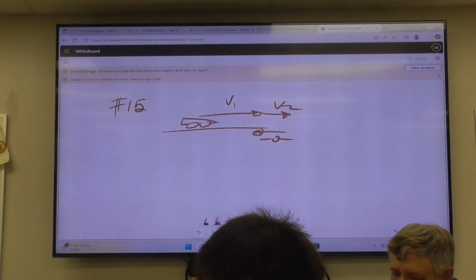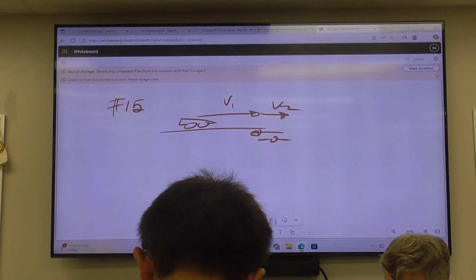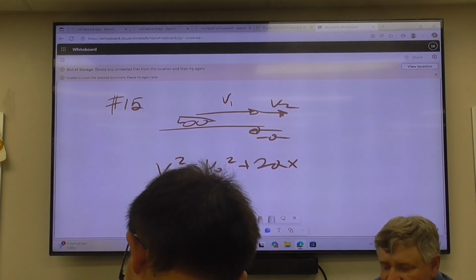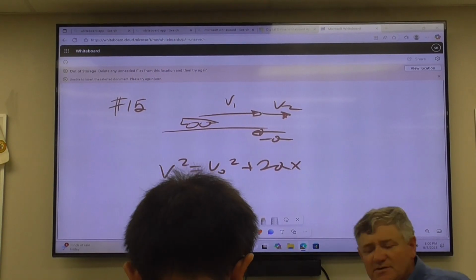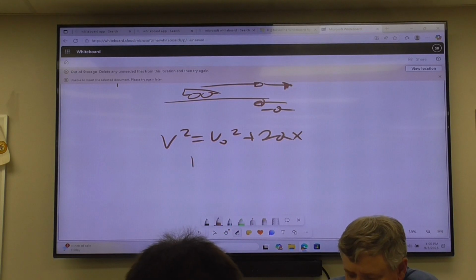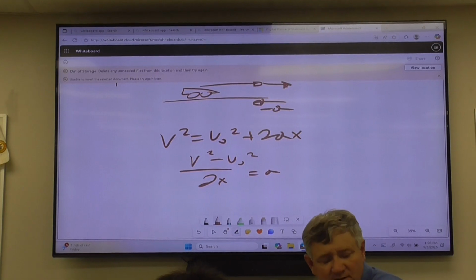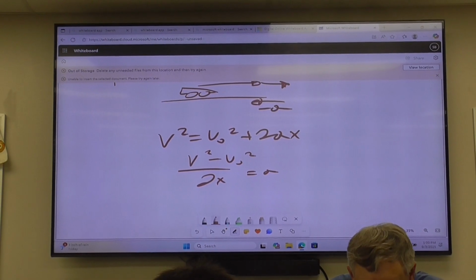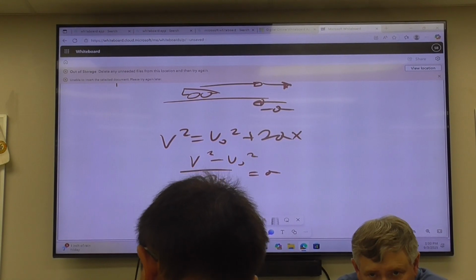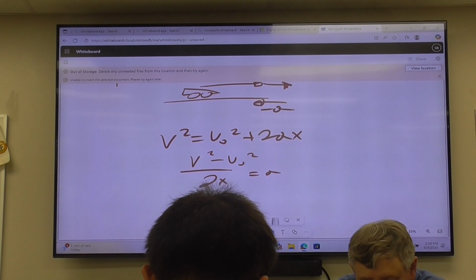So on number 15, what are you missing as a variable in number 15? Time. Which leads you to that equation. So I'm going to show you two ways you can figure this out. First thing you want to figure out is the acceleration. So if you solve this for acceleration, you get v squared minus v naught squared over 2x equals a. So that acceleration on number 15 should be around -5. Okay? So your acceleration should be around -5 on number 15.